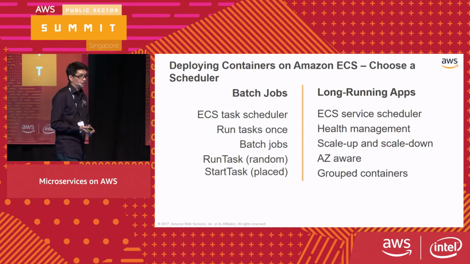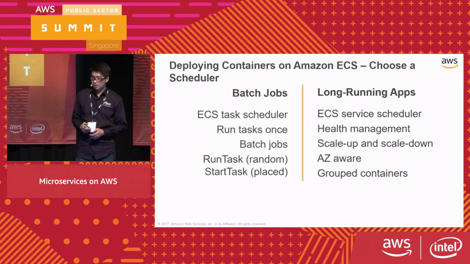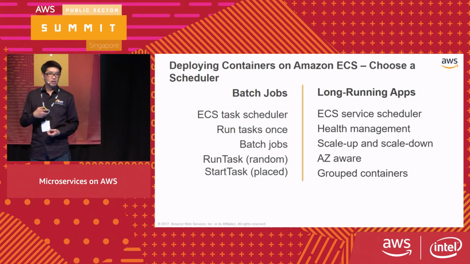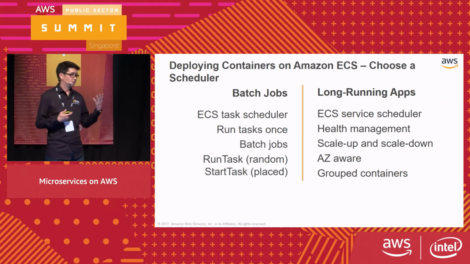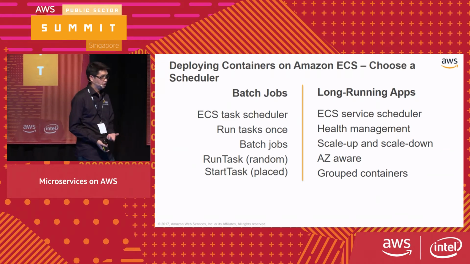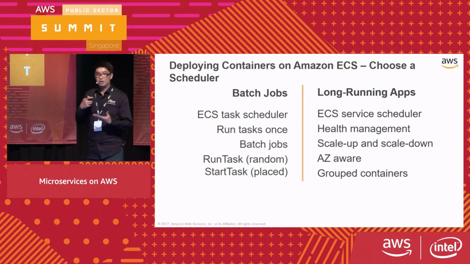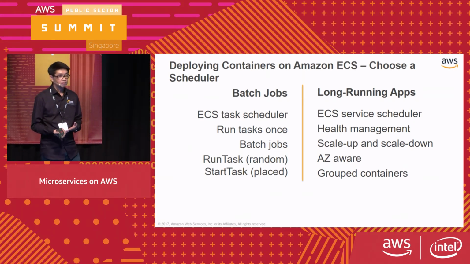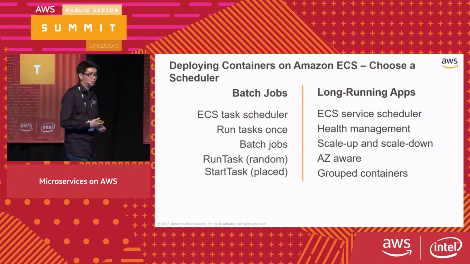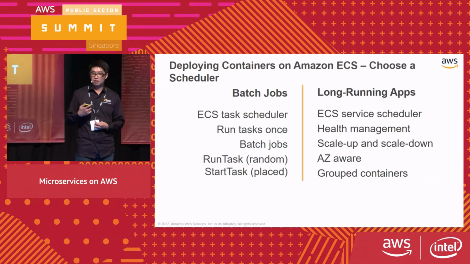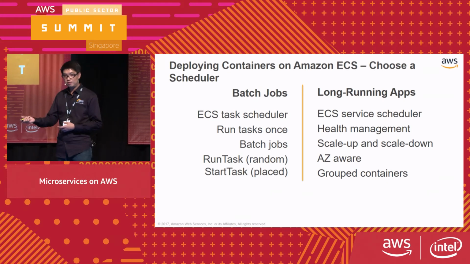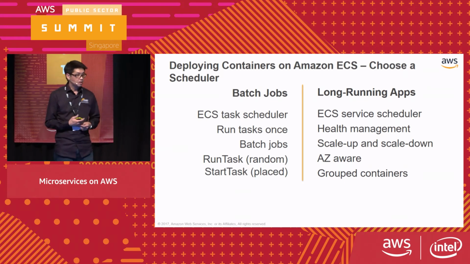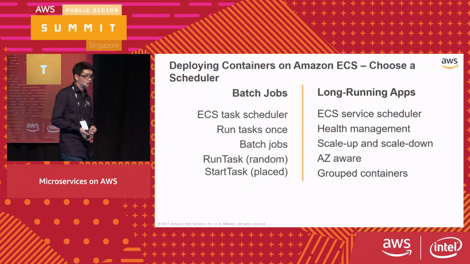The other scheduler is the ECS service scheduler. This is for your long-running apps. For example, if you have an API, REST, or API gateway type of services that you want to expose that keeps running for a long time, this is where you will run your service. It provides health management because it can monitor the health of your service, such that if the service goes down, the task restarts itself so that it brings up the service again. It has scale up and scale down functionality as well.